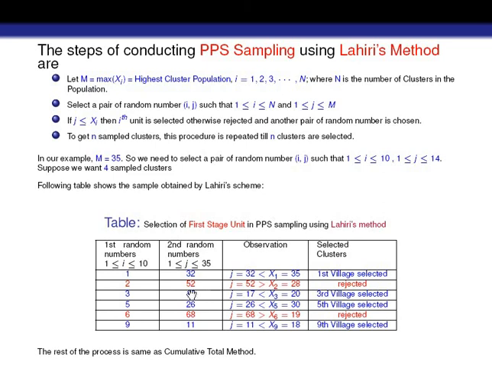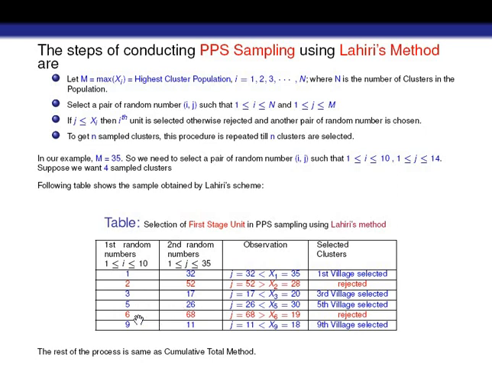Here you can see that in place of 5 you get 3, and corresponding to that we get 17, which is less than 20, and 20 is the original cluster size for cluster 3. Since 17 is less than 20, the third village is selected for our study. Similarly x5 is equal to 30, and here we get 26. That means this random number is less than the original cluster size for cluster 5, so cluster 5 is also selected, since we get the pair 5 and 26 together.